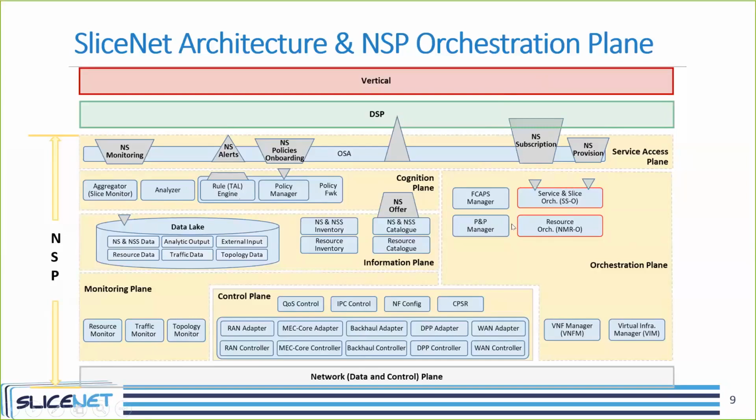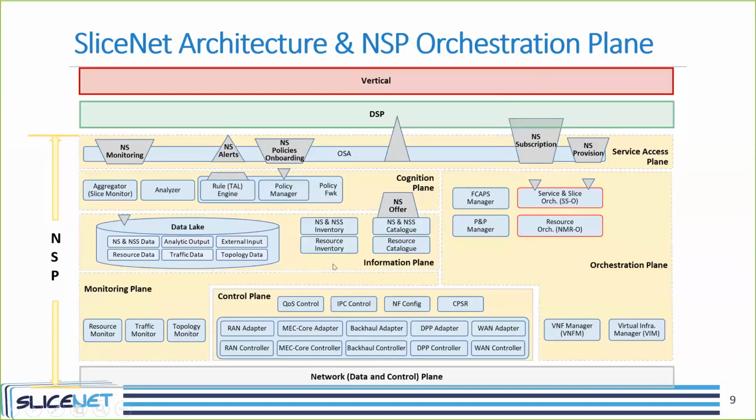And now, as I said before, the orchestration plane is essential for the initial provisioning of the network slices, and also for the runtime and when there is need for optimization of the network slice. It will be these two orchestrations that will take part in that role. But we will come to that later in more detail about these two orchestrators, the SSO and NMRO.